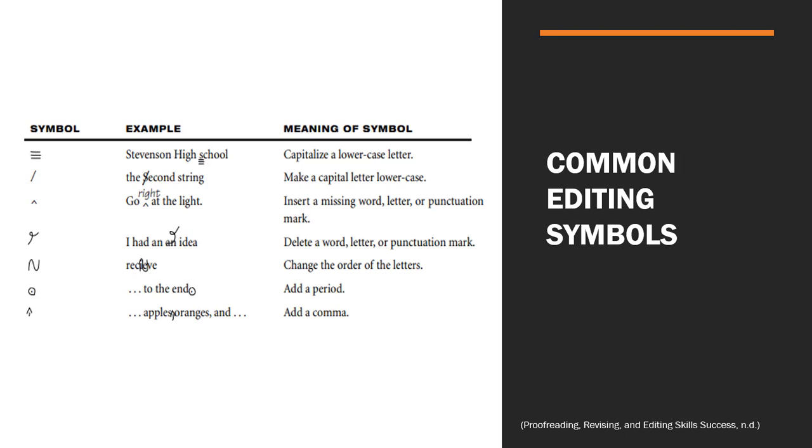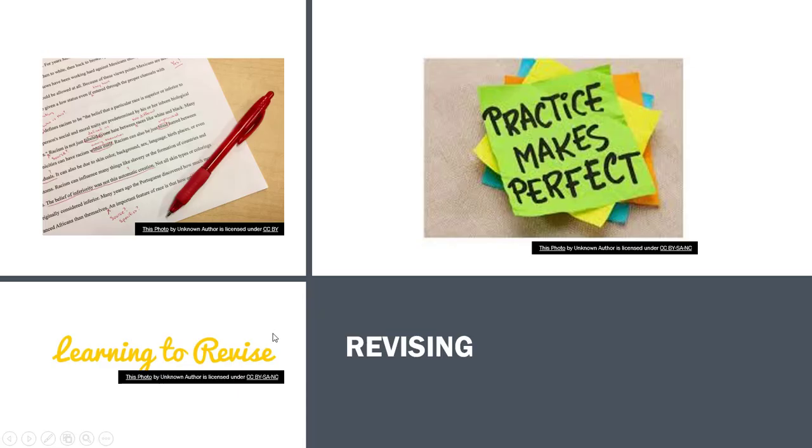I've included some common editing symbols. Three lines that go under a lowercase letter will mean capitalization. Your slash means make the capital letter lower. Your arrow is for inserting a missing word or punctuation. Your squiggly line, as I like to call it, means we're deleting a word or punctuation mark. The wiggly, which I like to call that, means you're changing the order of the letters, flipping them around. Circle with a dot means add a period, and then the arrow with a comma underneath it means you're adding a comma.